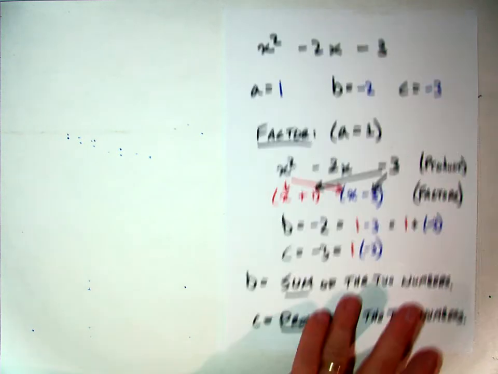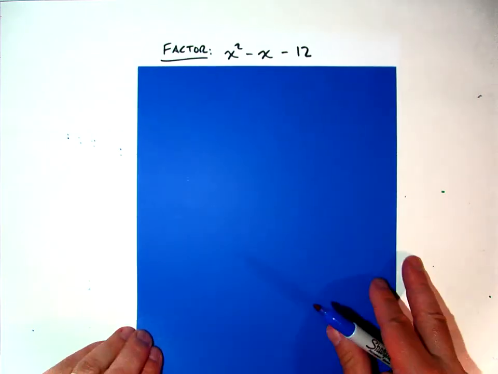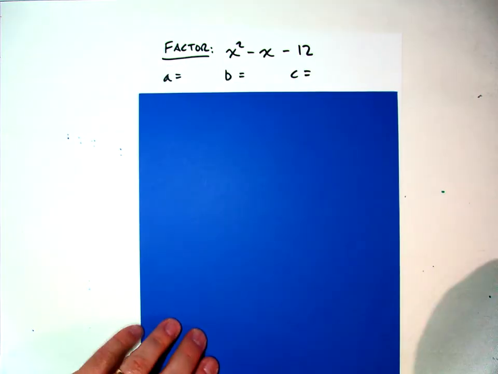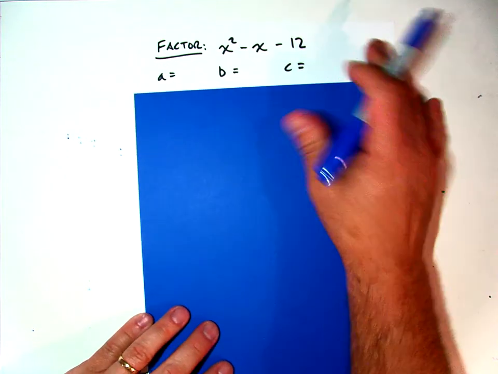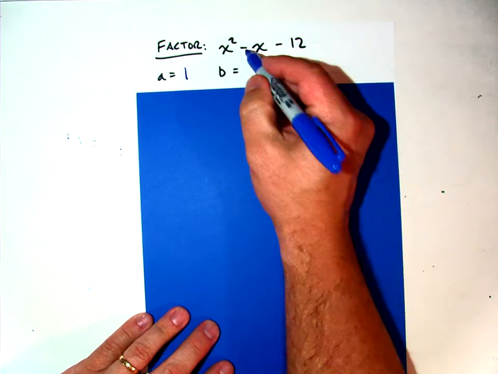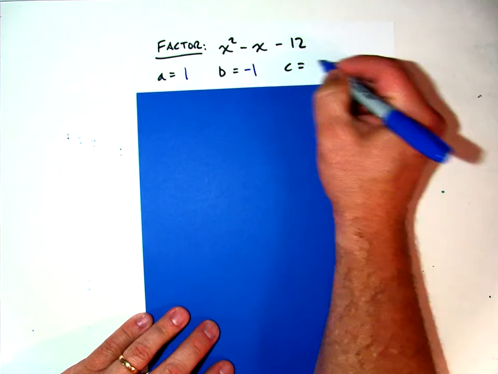So let's do one together here. Let's factor x squared minus x minus 12. First step, let's identify a, b, and c. All right, everybody, what's A? A is going to be 1. B is going to be, right, it's -1, and C is -12.